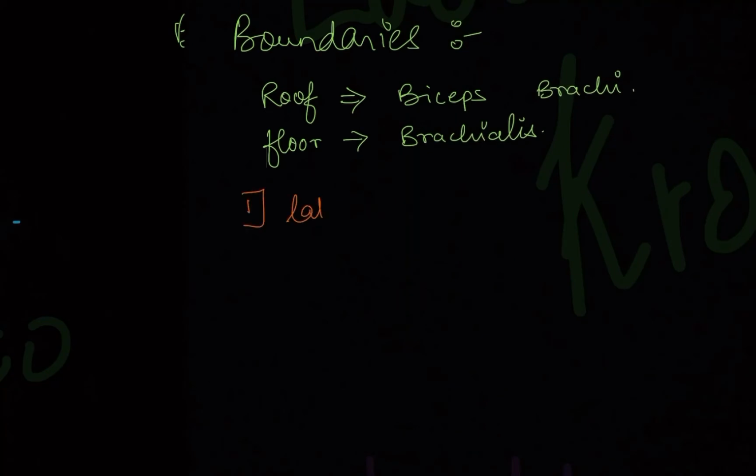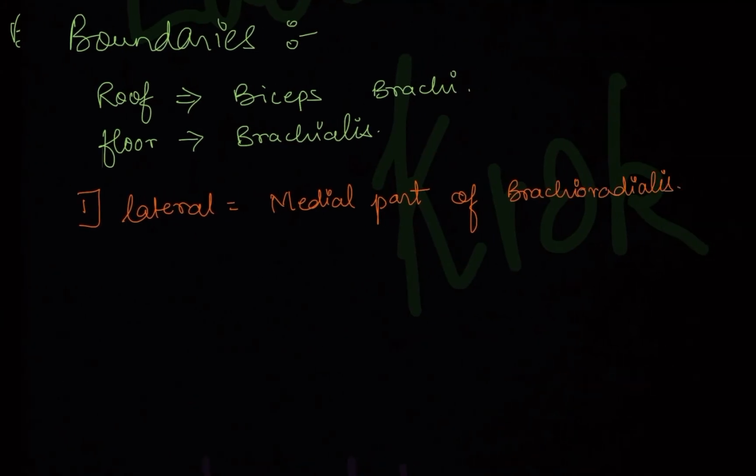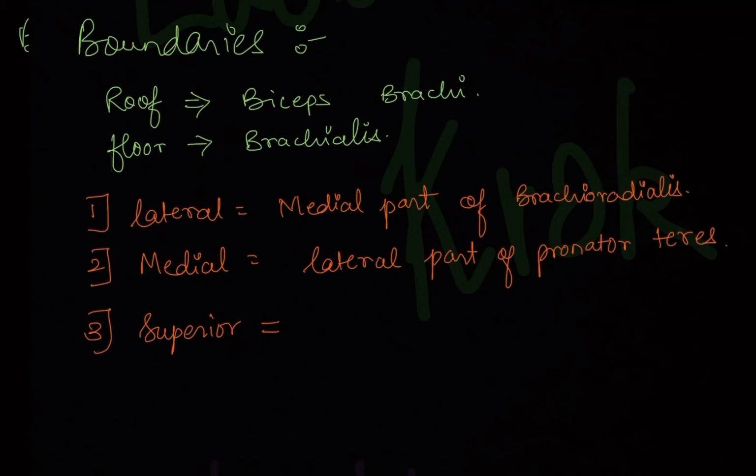So first is the lateral boundary. Lateral boundary is by medial side of brachioradialis muscle. Okay, brachioradialis is present in your forearm. You should remember. The medial boundary is by lateral part of pronator teres. Again a muscle of forearm. The superior boundary, roof and superior, they both are different, okay? You should know that. Superior boundary is made up by the imaginary lines which we draw through the two epicondyles. So imaginary lines connecting two epicondyles.